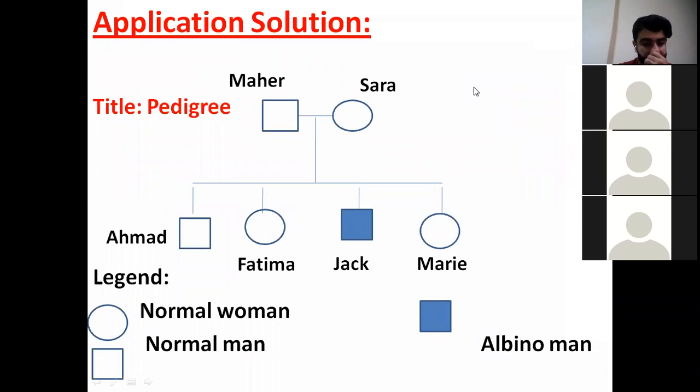This is the pedigree. As I said, the pedigree should be drawn inside a box. You have to give it a title: pedigree showing the family members. Legend. Here, I didn't use the legend for the albino woman. Why? Because it's not mentioned inside the pedigree.